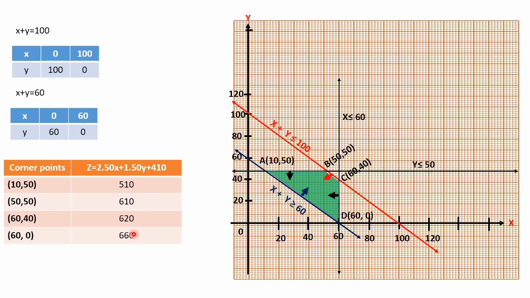So here we have to find out the minimum transportation cost. It means we have to check the lower value. So the minimum value here is 510. So the minimum cost is 510, and now we have got that the transportation cost is minimum at the point (10, 50). That means x = 10, y = 50.